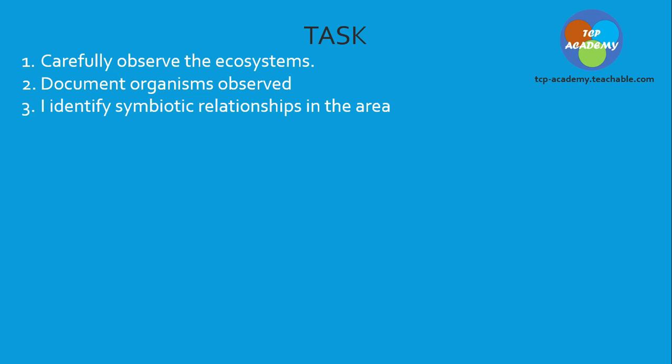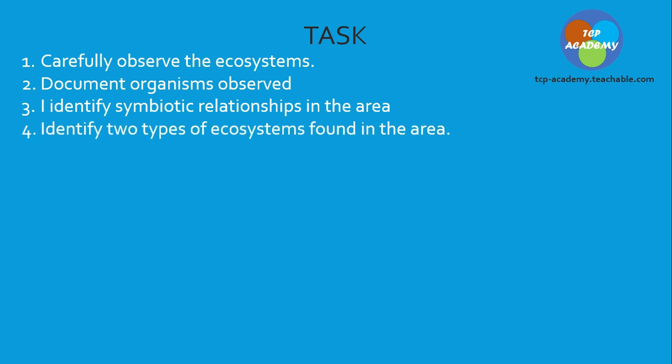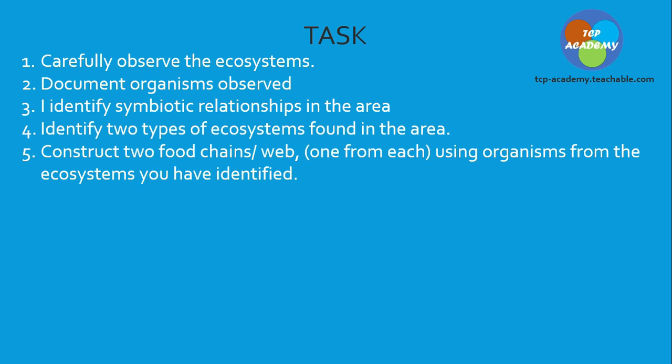Identify symbiotic relationships in the area. Identify, in this case, two types of ecosystem found in the area. Construct two food chain / food web, one for each ecosystem, using organisms that you would have identified in the area.